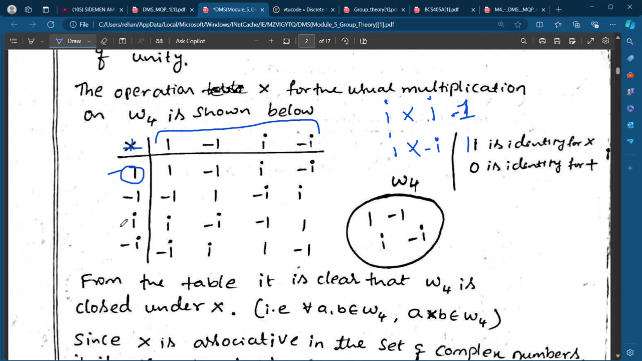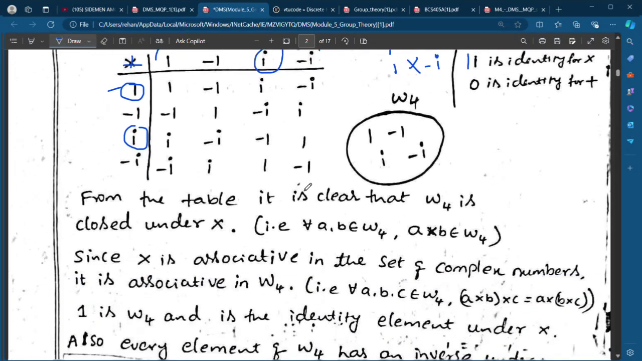Now here I will show only the i multiplications. i into i: when signs are the same, I'll have minus 1. When signs are different, I'll have plus 1. Same way, minus i into i: signs are different, so I'll have plus 1. Minus i into minus i: signs are the same, so I'll have minus 1. Same signs means minus 1, different signs means plus 1. Remember this trick.